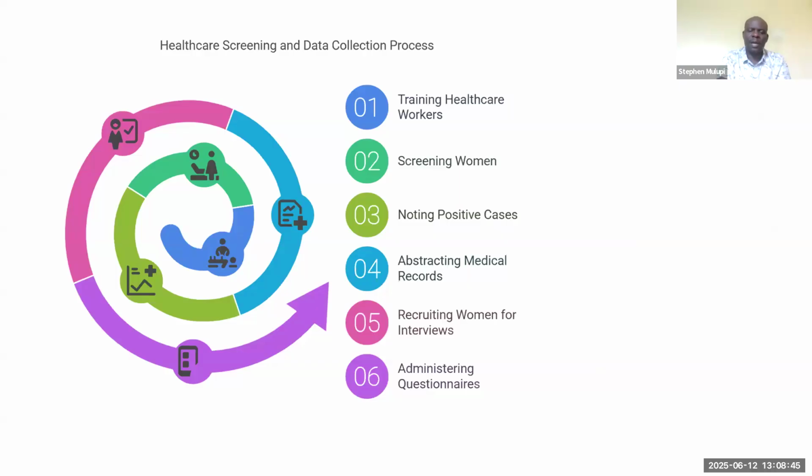So very quickly, a recap: healthcare workers were trained, women were screened when they came to the facilities, positive cases were noted, and we abstracted medical records to get the number of people who had received pelvic examinations and those who had turned positive. And amongst these women, we engaged a smaller sample in interviews to just get to know about their household expenditures and also what they've spent coming to the facility.